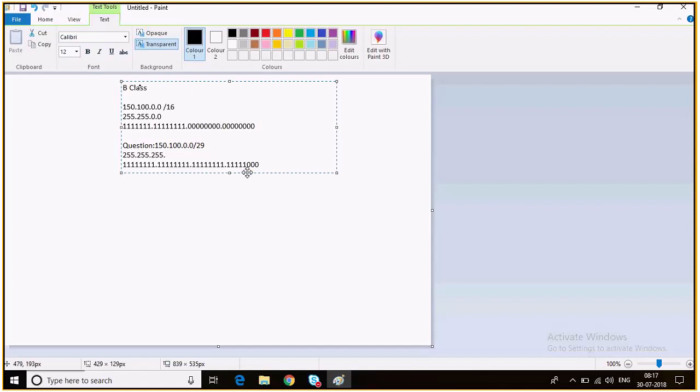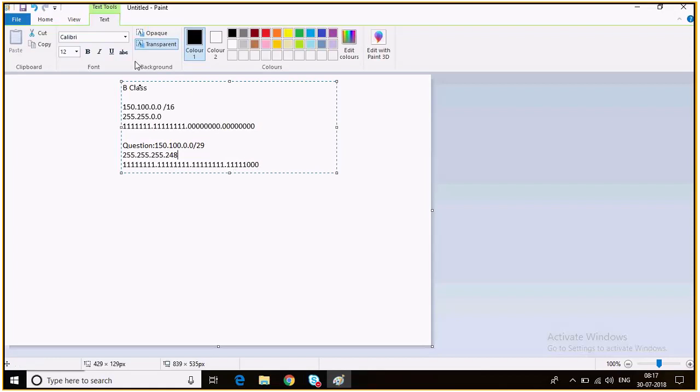Slash 29 is how much? So I'll write the binary of 5 ones and 3 zeros, right? So binary of 5 ones and 3 zeros. Alright, so this is what we have.